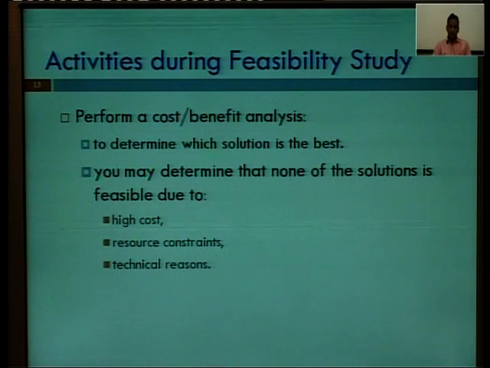For performing the cost benefit analysis during the feasibility study of the software, we have to determine which solution is the best one for the development of the particular project. For that project, we first determine if none of the solutions is feasible due to the high cost of development or the limited availability of resources. Resources can be in terms of software, backend software, printers, people, and anything else.